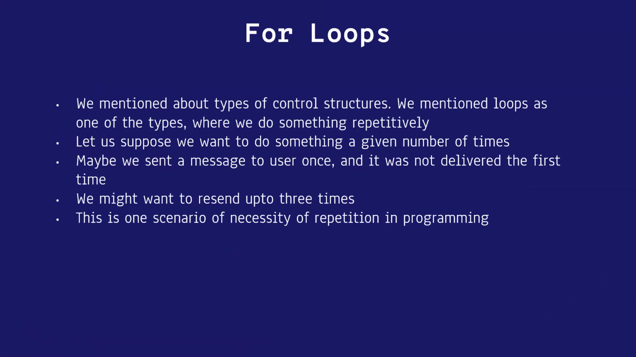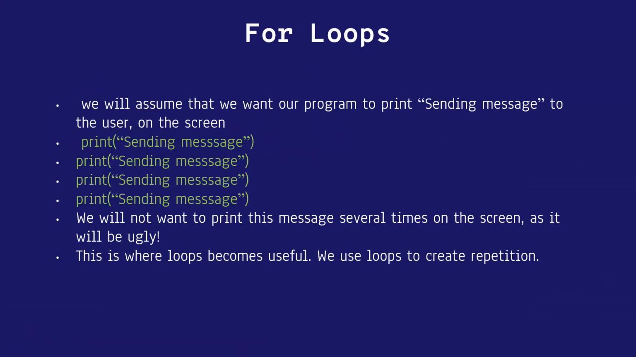We mentioned types of control structures. We mentioned loops as one of the types where we do something repetitively. Let us suppose we want to do something a given number of times. Maybe we sent a message to a user once and it was not delivered the first time. We might want to resend up to 3 times. This is one scenario of necessity of repetition in programming.